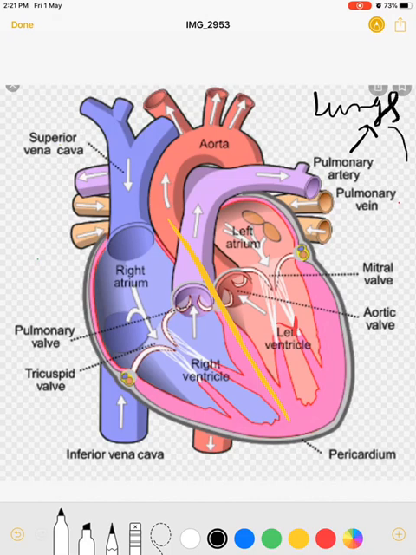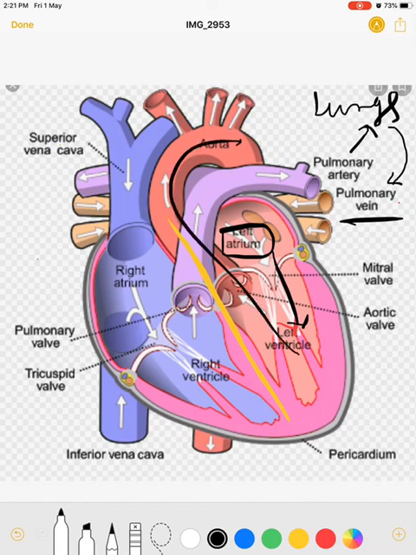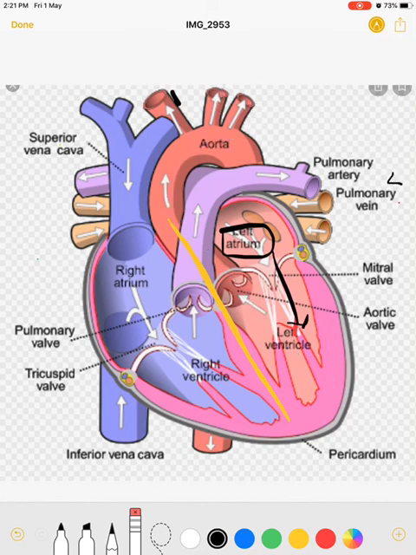From the lungs, blood is again brought back to the left atrium with the help of the pulmonary vein. From the left atrium to the left ventricle, and from the left ventricle the blood is pushed into the aorta, which will carry it towards the body by different arteries.